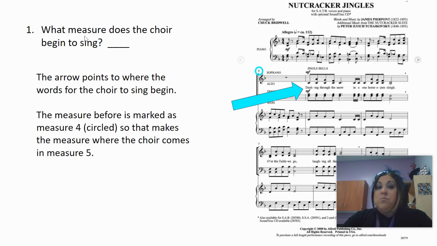I asked the question, what measure does the choir begin to sing? So in order to find that out, we need to look for where the words start. Okay, they start right here, but how do we know what measure that is? Remember earlier we talked about measures. Here's our first measure number that they give us, measure number 4. We know that this is measure 4 up till this bar line, so that makes this measure 5.